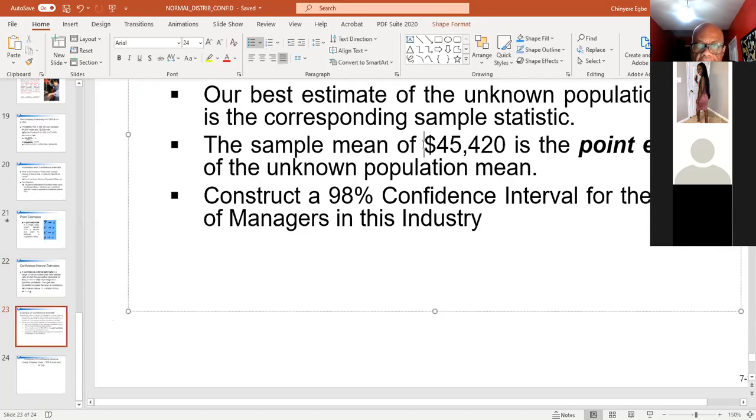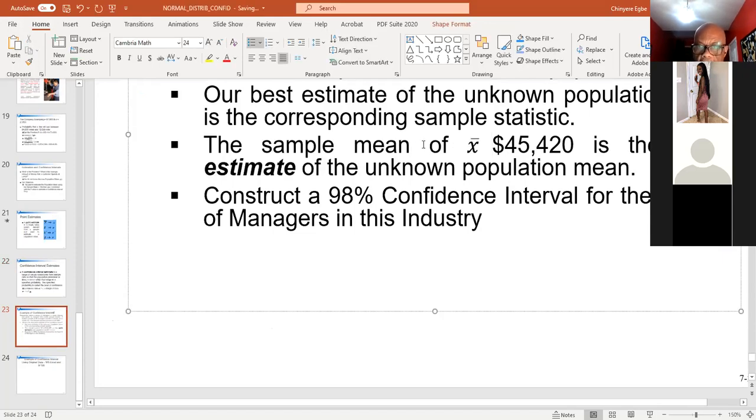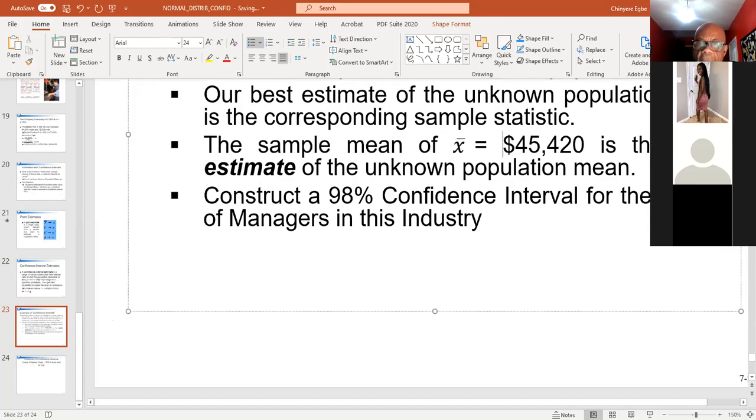The sample mean X bar equals 45,420. That is what we call the point estimate. And we want to get a confidence interval. But when we say confidence interval, we give a percentage. How much confidence do you have in your estimate of the true mean?